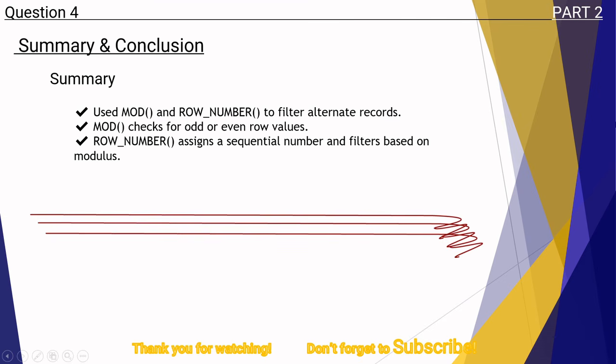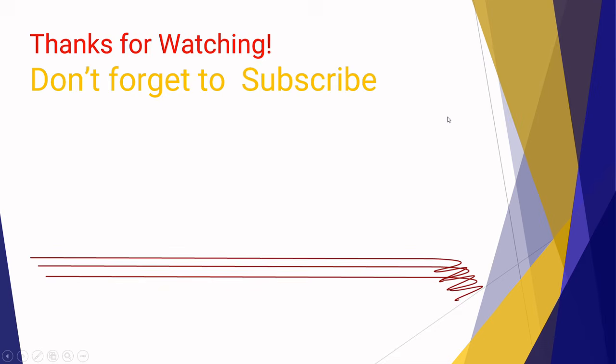In conclusion, we have learned 2 ways to fetch alternate records from a table in SQL. We used the mod function and the row number method to filter odd numbered rows. Both approaches are useful depending on your needs.